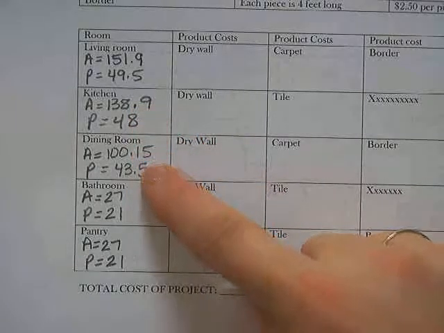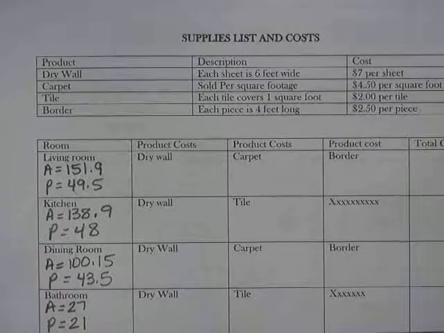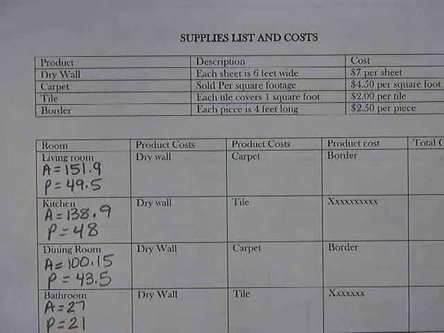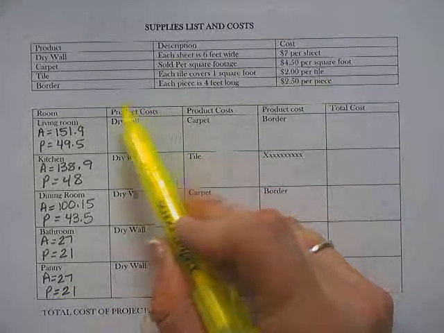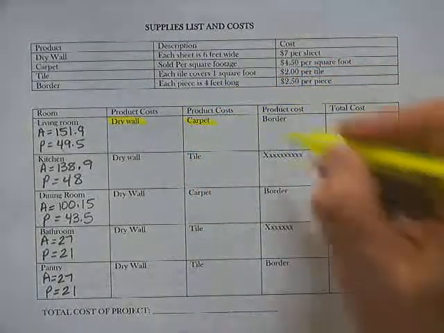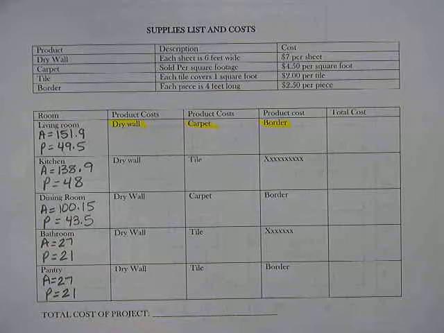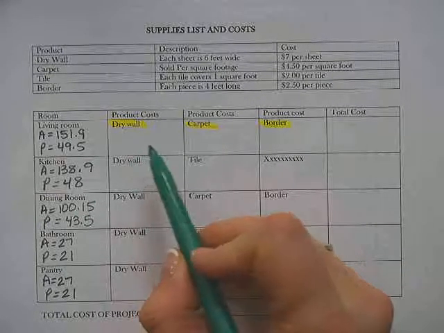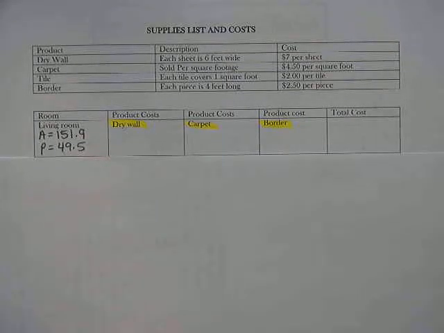We've got living room, kitchen, dining room, bathroom, and pantry. So what we're going to do now is, as part of an engineer, once you have the designs created, you then have to price everything out. So notice the product costs: in the living room we're going to put drywall, carpet, and some border. And I talked about that the other day. Border is going to go at the top of the room all the way around the top. And we're going to have to use area and perimeter to calculate this. So I'm going to do living room with you, and then you guys will be on your own after that.